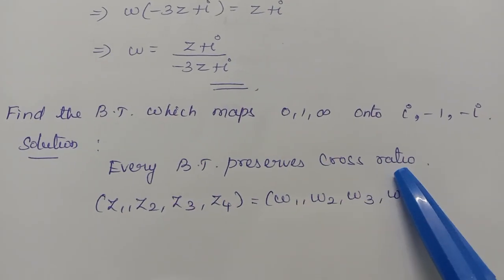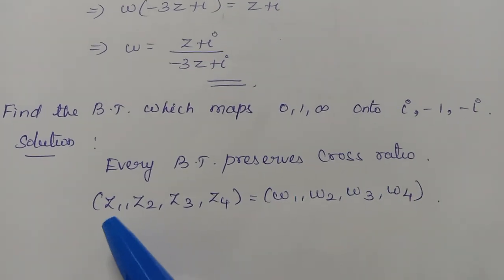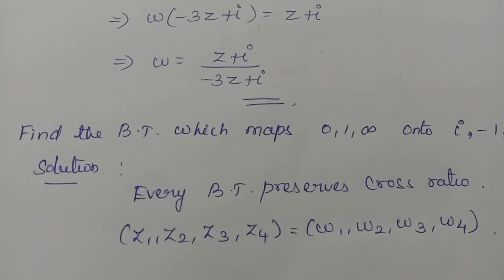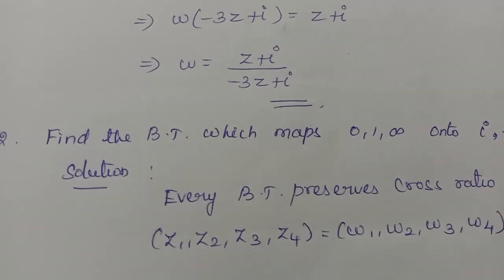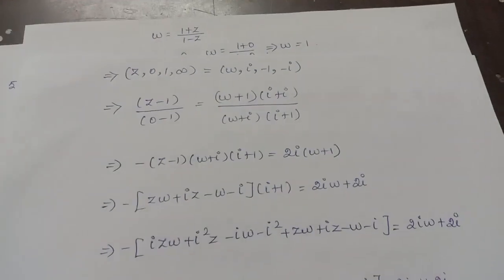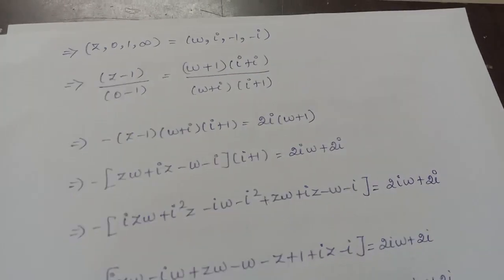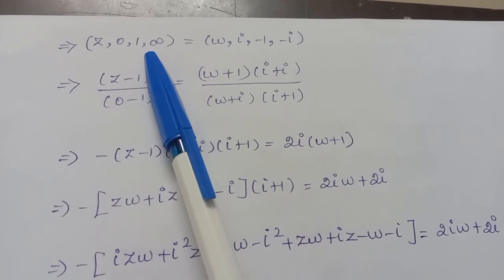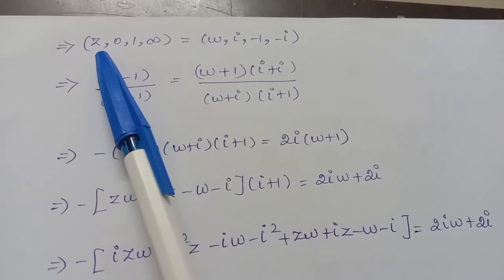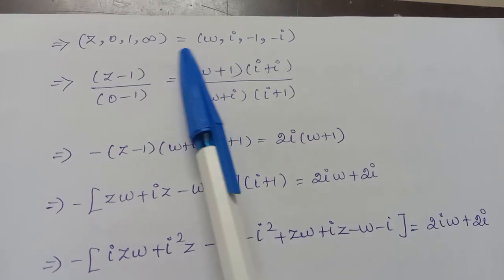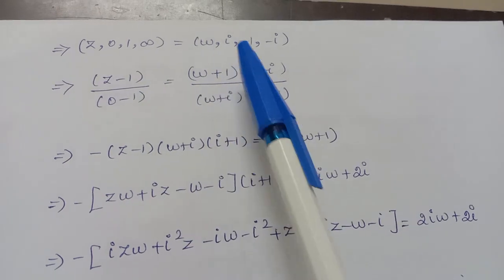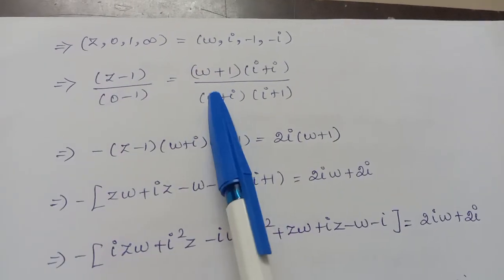Every bilinear transformation preserves cross ratio. So the cross ratio of z1, z2, z3, z4 equals the cross ratio of w1, w2, w3 and w4. Now what are the points given here? 0, 1, infinity. These are the three given points, but for using cross ratio I need to take 4 points. So I am taking z, 0, 1, infinity equal to the respective images. The image of z is w, and the images of these points are i, -1, -i. Now I am going to write the cross ratio.